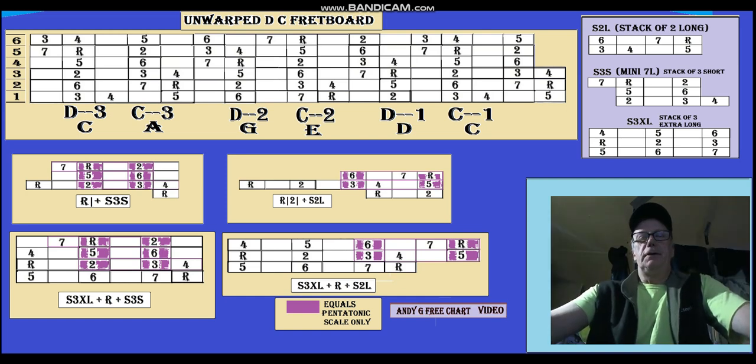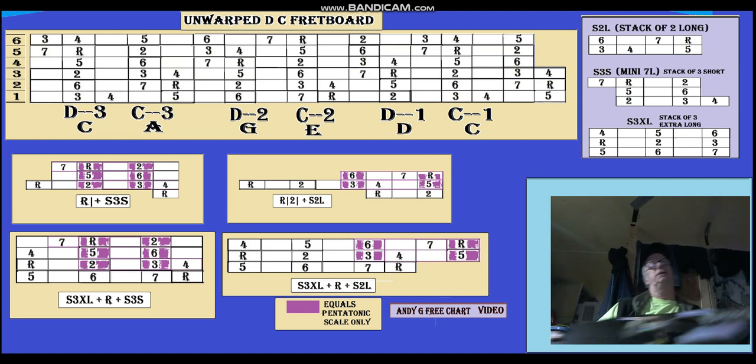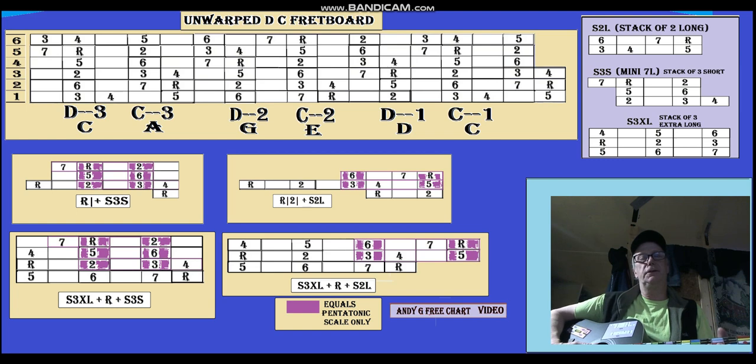Hey, this is lesson 13 of Andy's free video charts, and I thought it'd be a good idea to do some reviewing. It's good for people who haven't watched them all. It's good to have some guitar knowledge of some of the basic stuff like the CAGED scales, the CAGED pentatonic.